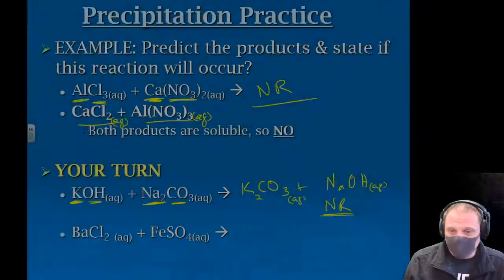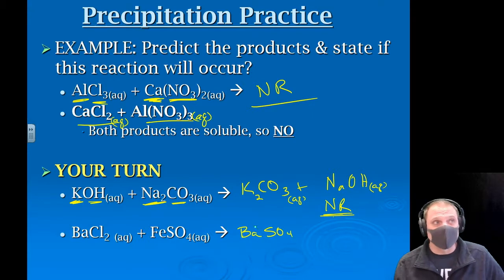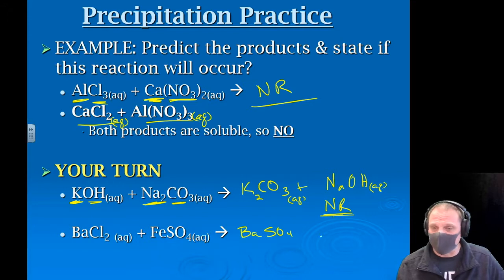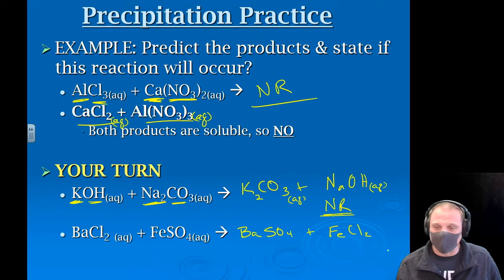All right, so welcome back for this one. We've got barium going to be combined with sulfate, right? So we've got a barium and a sulfate. Now sulfate has a -2 charge. Barium is in the second column, has a +2 charge. So that's just BaSO4. And then iron is now going to be combined with chlorine. And since there's 2 chlorines and iron had a +2 charge before, we're going to keep it with a +2 charge now.